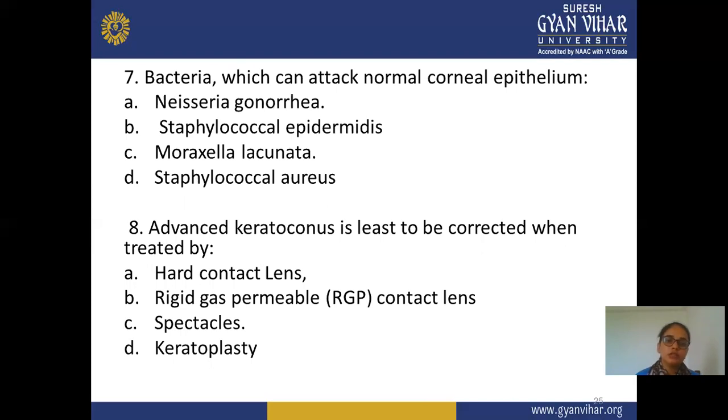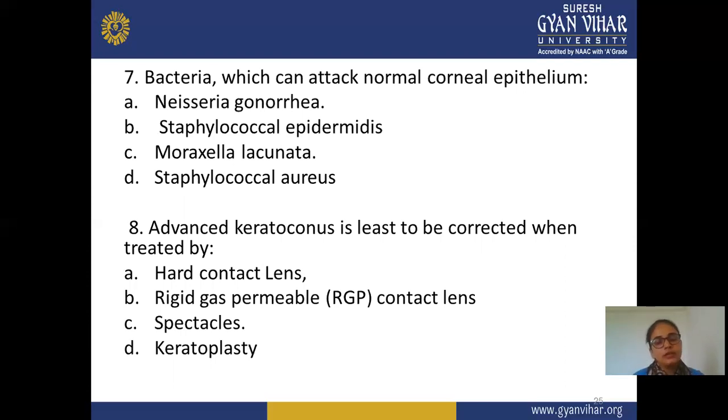Next, the seventh question: the bacteria which can attack normal corneal epithelium is A, Neisseria gonorrhoeae; B, Staphylococcus epidermidis; C, Moraxella lacunata; D, Staphylococcus aureus. We already discussed this question, the bacteria responsible for infecting your eye when present in an ophthalmic preparation. This is a gram-negative bacterium. Out of these four options, you can select the one correct option which is responsible for damaging your corneal epithelium.